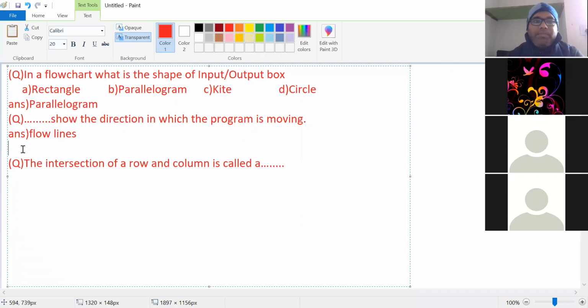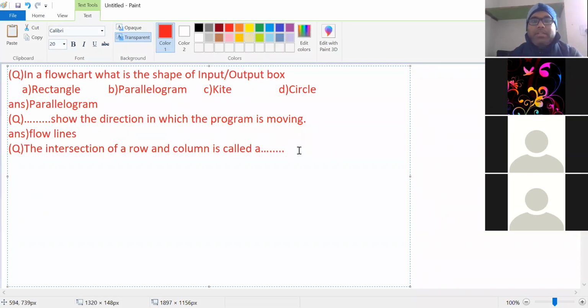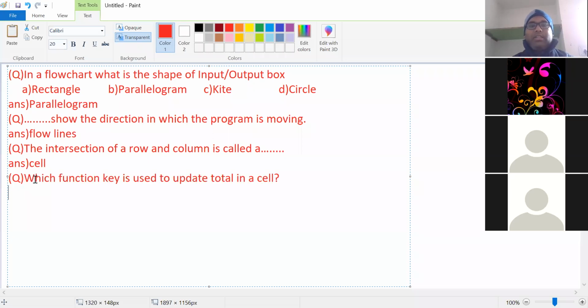The intersection of row and column is called as, fill in the blank. Everyone answer this question. The intersection of row and column is called as cell. The right answer is cell. Next question, try to understand and answer this question.